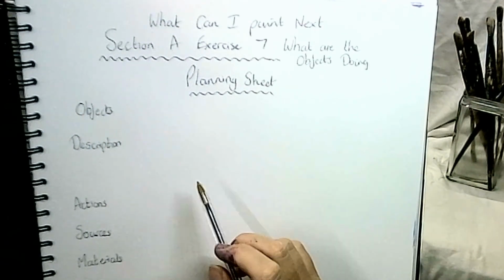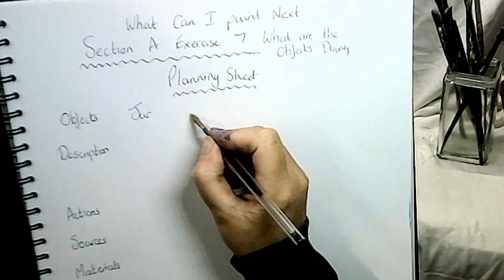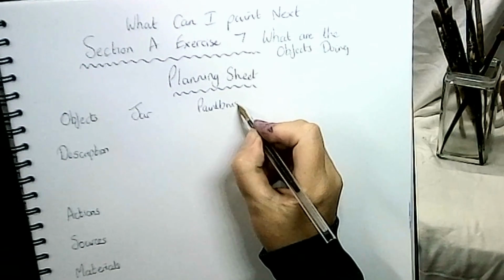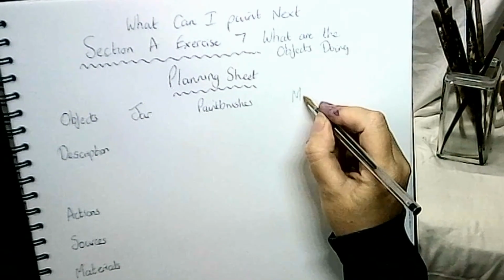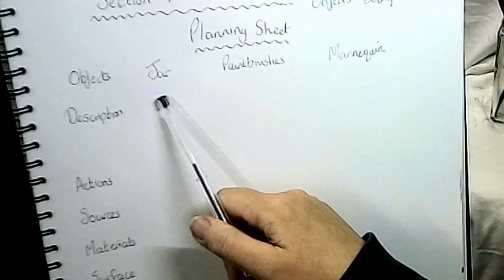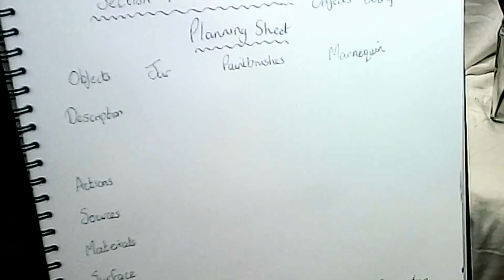We have exercise 7 planning sheet, objects. In this one, I've used an artist mannequin and some paintbrushes and a jar. Just going to mention those three things. So a jar, paintbrushes, and the mannequin. And we're going to describe those three things separately. I've left a little bit more of a gap on the planning sheet for that.